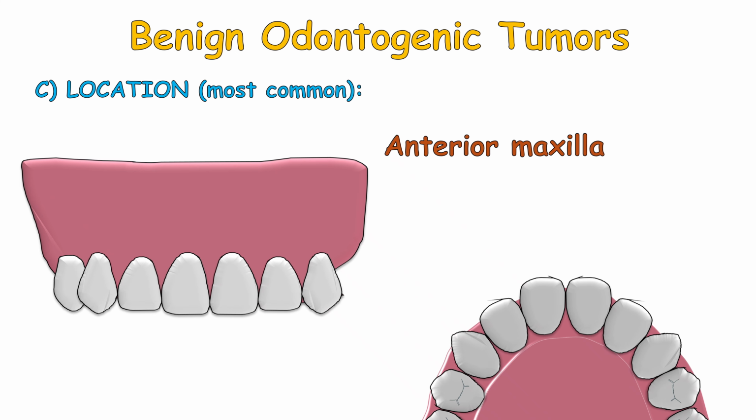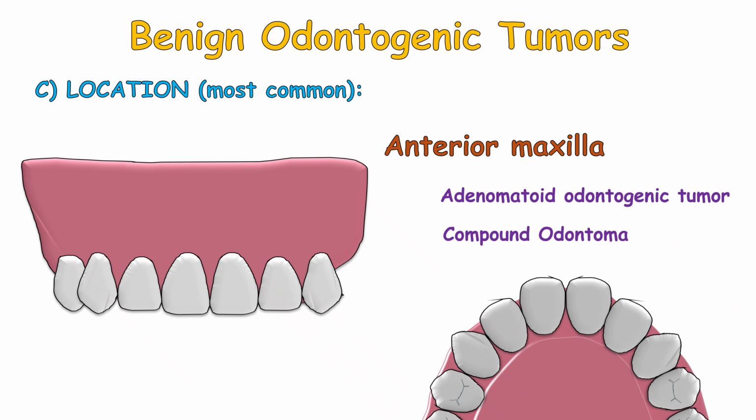Now coming to location, here for anterior maxilla, the tumors with more predilection are adenomatoid odontogenic tumors and compound odontoma. Here it is called compound composite odontoma. Another type is complex composite odontoma, which is seen mostly in posterior mandible.